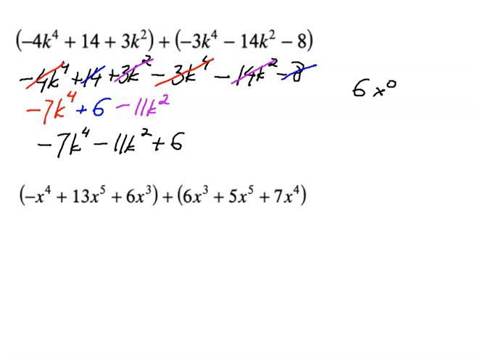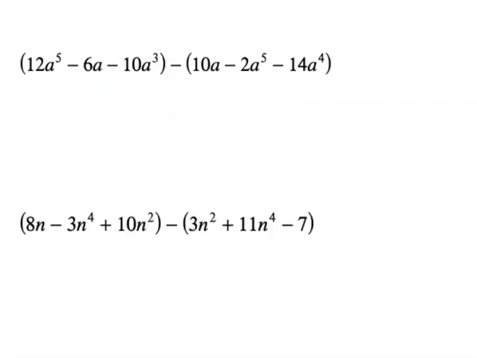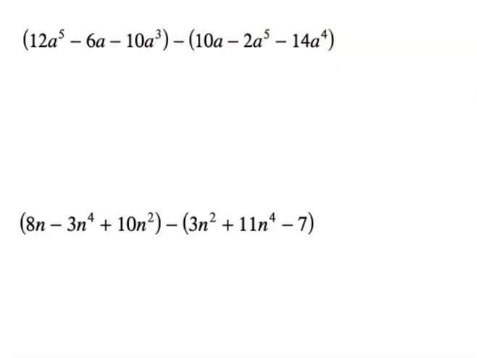Now we are going to look at subtracting polynomials. Over here, notice that you have a negative sign, so we're going to do something a little bit different, but with the first term, since there is no negative sign, I'm just going to copy the whole first expression, which is 12a to the fifth power minus 6a minus 10a cubed.